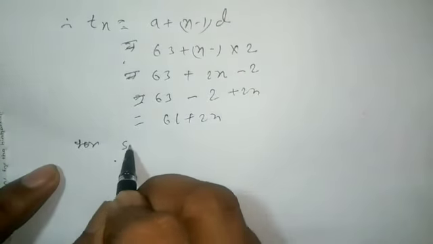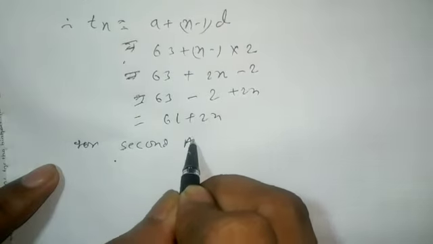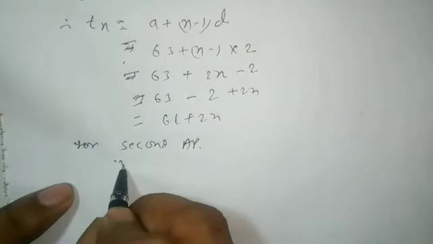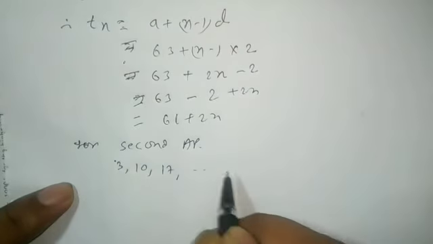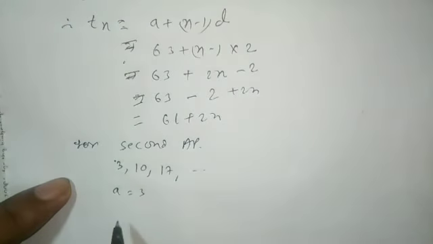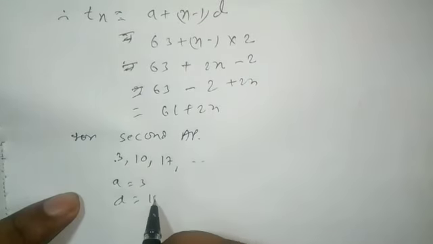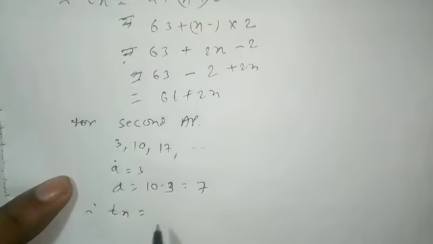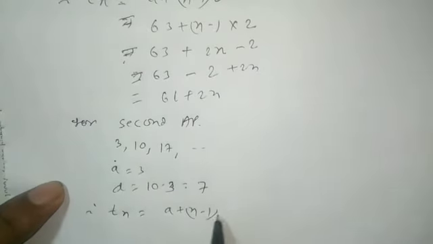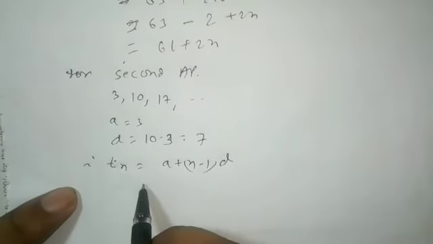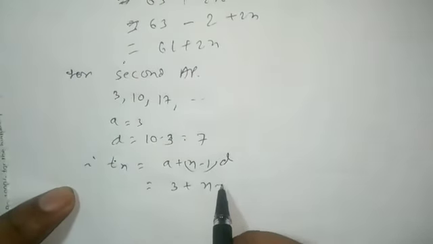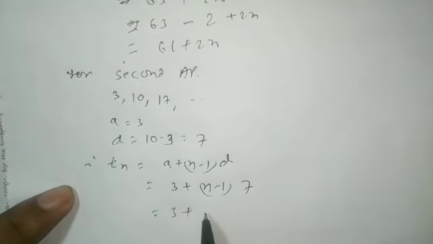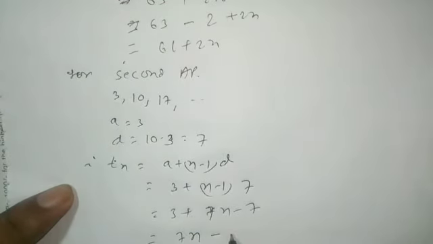For the second AP 3, 10, 17 ... A is equal to 3, D is equal to 10 minus 3 is equal to 7. Therefore, Tn is equal to A plus n minus 1 into D is equal to 3 plus n minus 1 into 7 is equal to 3 plus 7n minus 7 is equal to 7n minus 4.